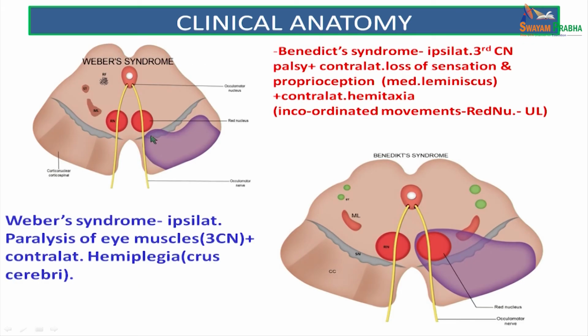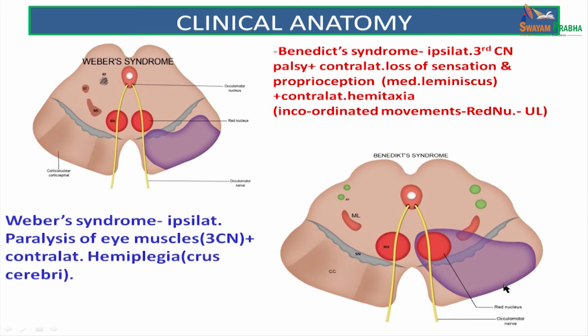In Weber syndrome, it is mainly due to the obstruction of the posterior cerebral artery, and this causes the ipsilateral paralysis of the eye muscles because of the involvement of the oculomotor nerve, and contralateral hemiplegia because of the involvement of the crus cerebri.